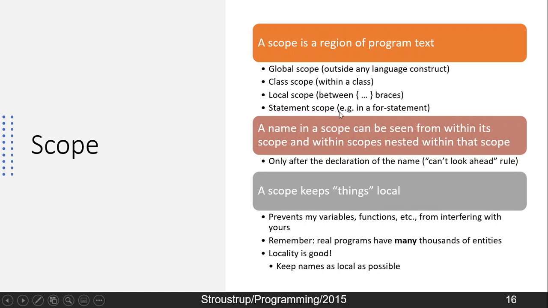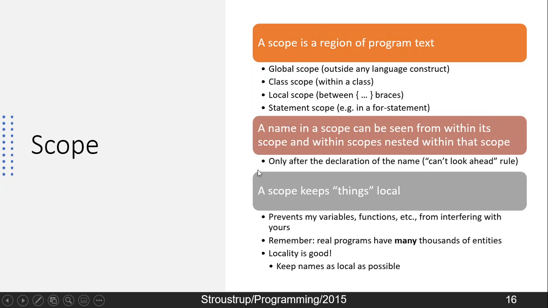And then we can have statement scope. ठीक है. Statement scope means that there is a variable and that variable is visible only in a particular statement or a particular construct. ठीक है. Outside that construct it is not visible. So we look at that as well. A name in a scope can be seen from within its scope and within scopes nested within that scope. ठीक है ना. ये लफ्ज़ों में तो बड़ा complicated, it sounds very complicated, but it is very simple.